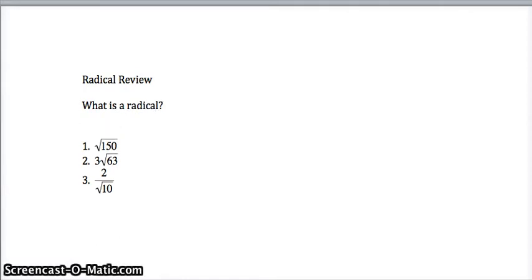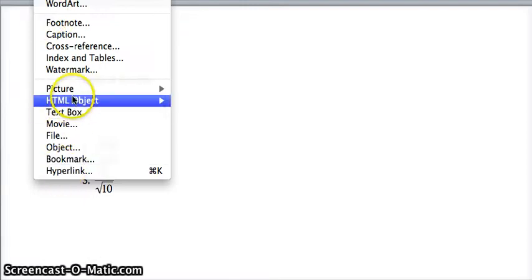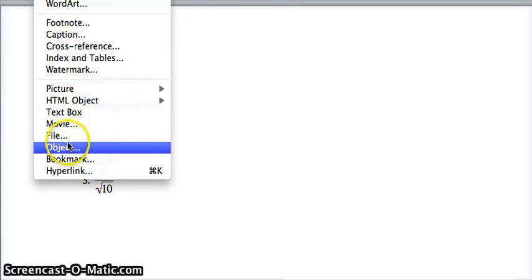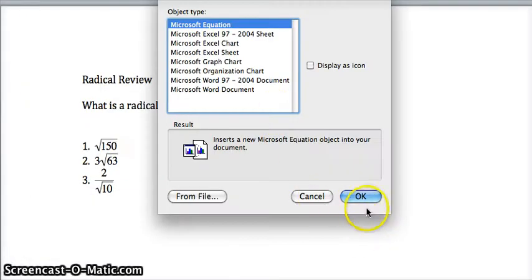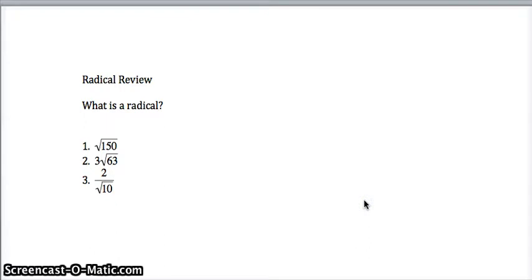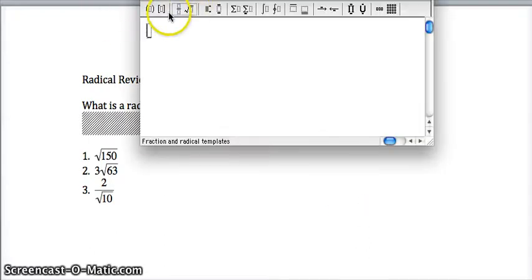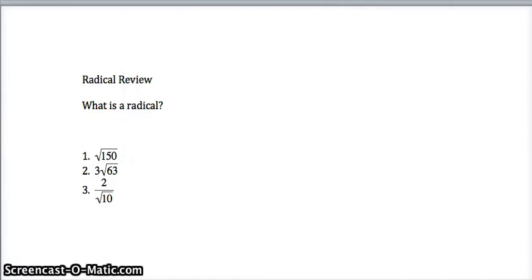So a radical, first of all, it's a symbol. And it's a symbol that looks like this. Just a second, opening it. It's a symbol that looks like this. That's a radical. And it means the square root.